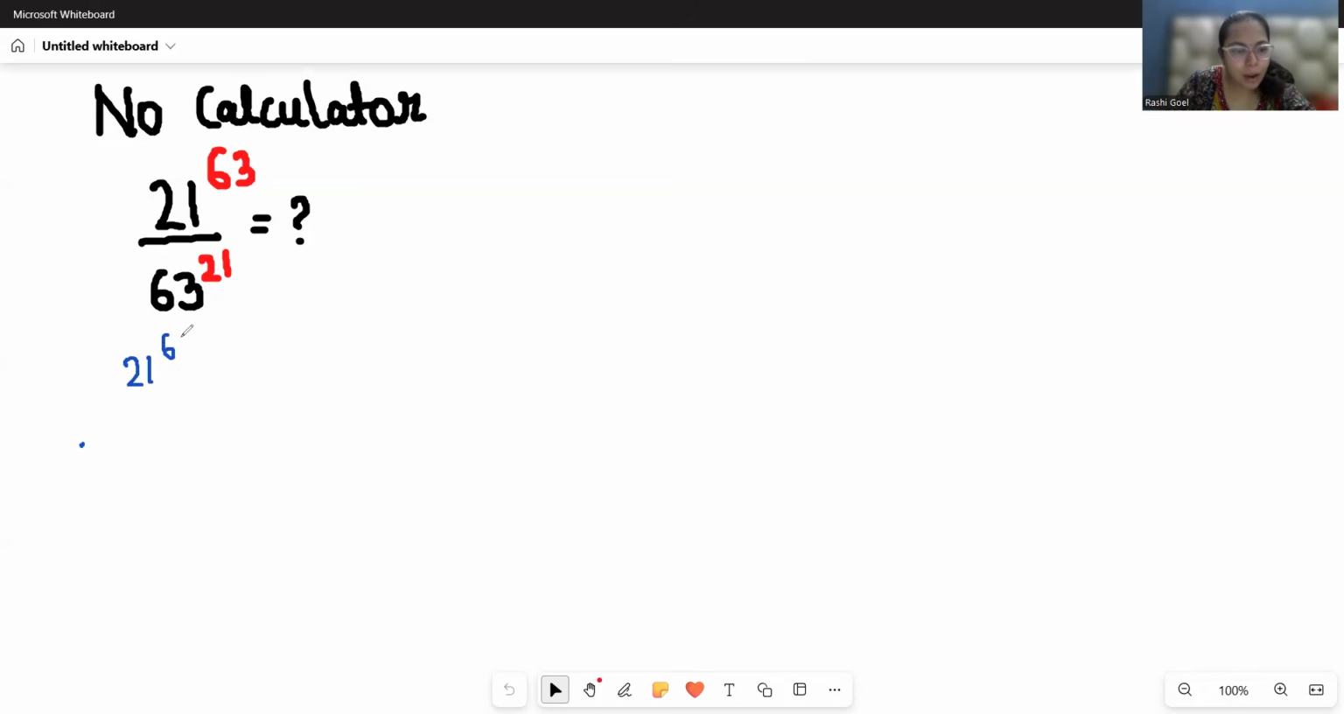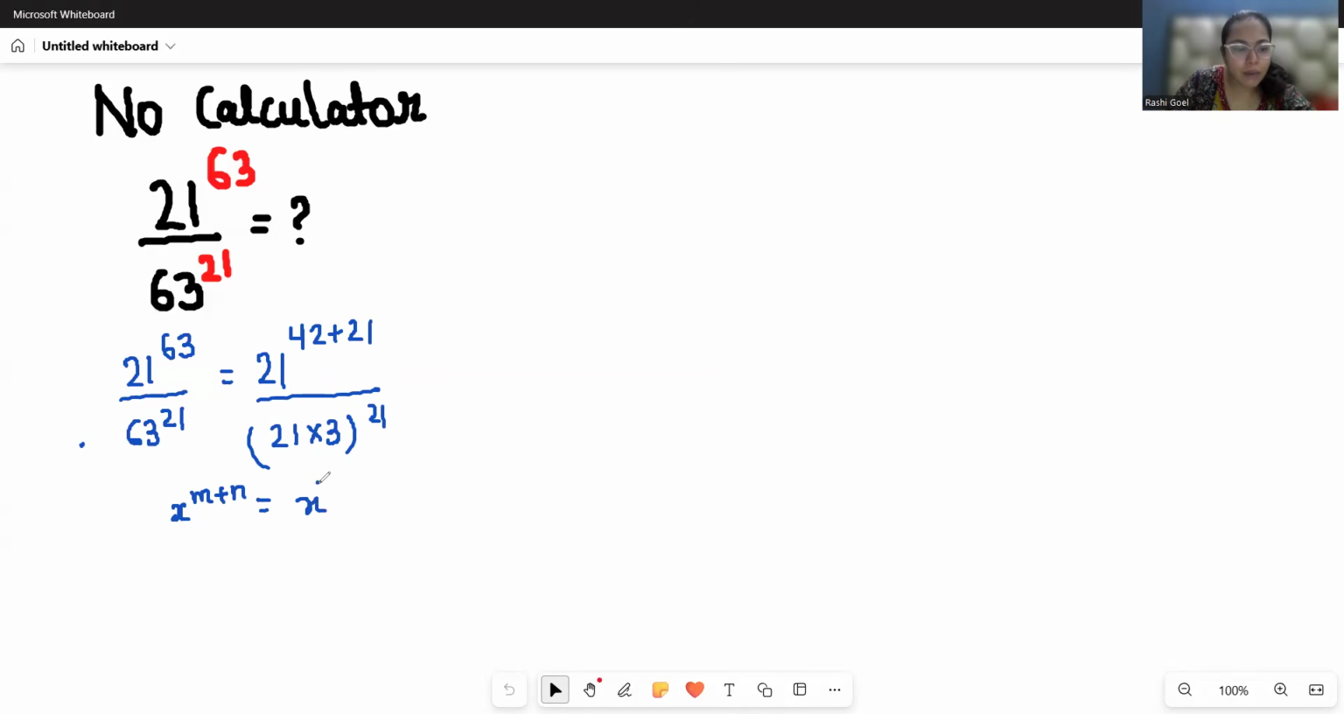So 21 to the power 63 over 63 to the power 21, we can write this 63 as 42 plus 21, and this 63 as 21 times 3 whole power 21. Now we can use the identity x power m plus n, we can write it as x power m times x power n. So this becomes 21 power 42 times 21 power 21. Similarly, in the denominator, it becomes 21 power 21 times 3 power 21.